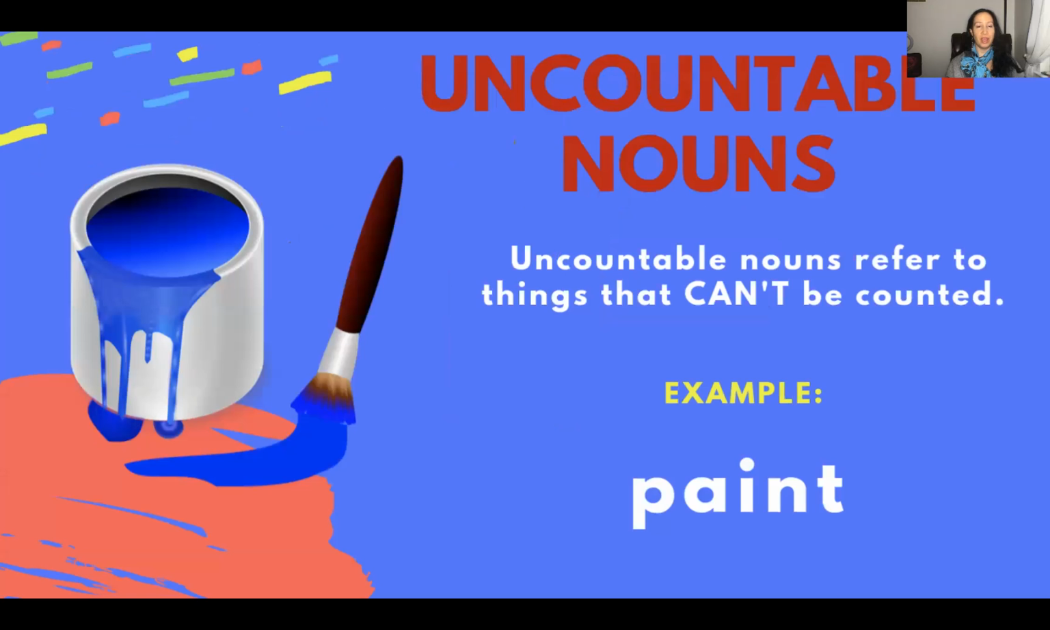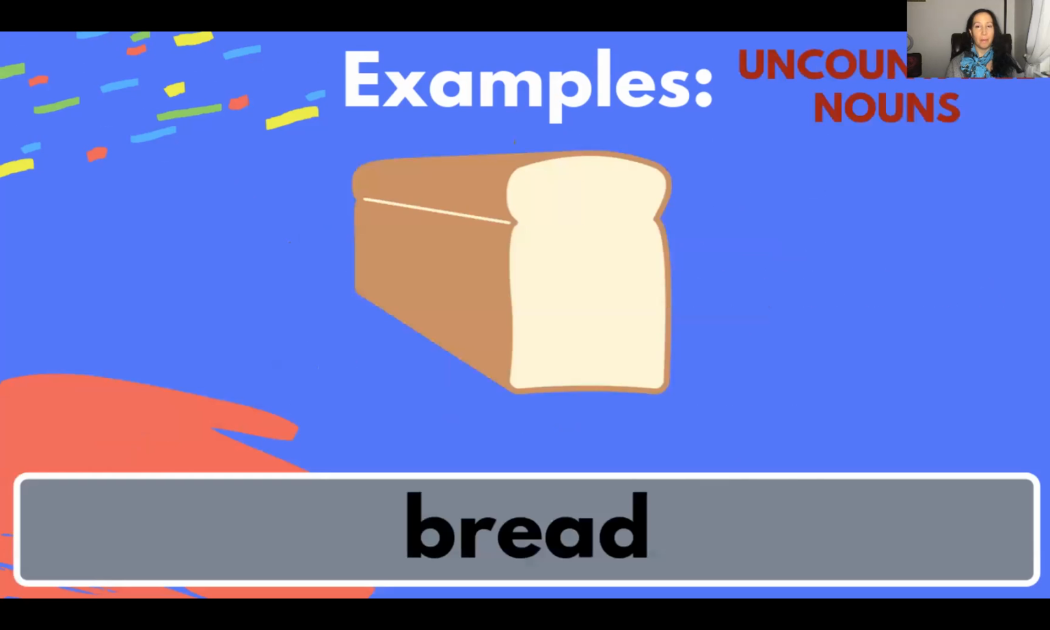Now, uncountable nouns. Uncountable nouns refer to things that can't or cannot be counted. For example, paint, bread. You know you can't count bread, but you can count the bread slices. Now, what's another word for bread? Loaf of bread. So which one is the countable noun and which one's not the countable noun? The loaf of bread is uncountable, or it cannot be counted. Slices of bread are countable nouns.